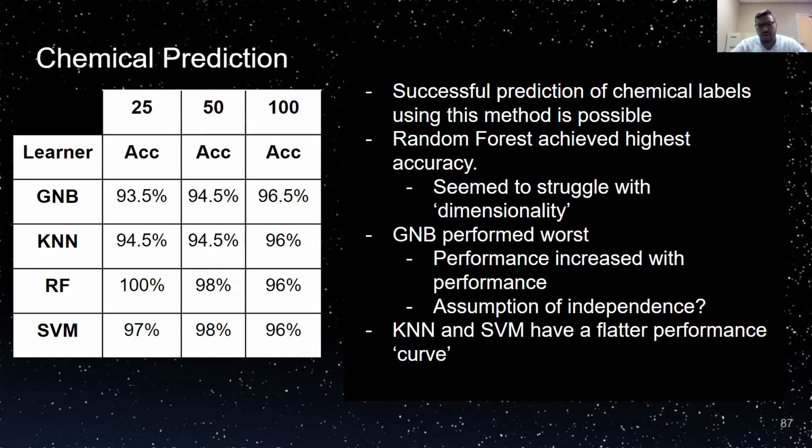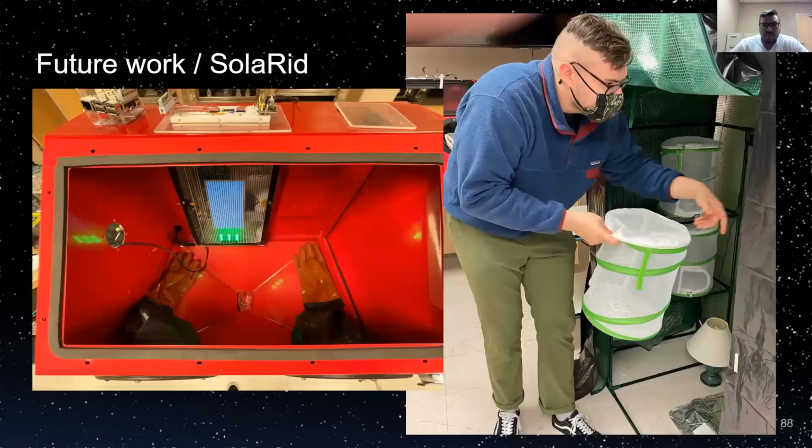Our Gaussian naive Bayes performed the worst. Excuse the typo here, but performance actually increased with the number of windows. And I believe this has to do with the assumption of independence between each individual feature, while KNN and SVM both had a flatter performance curve.